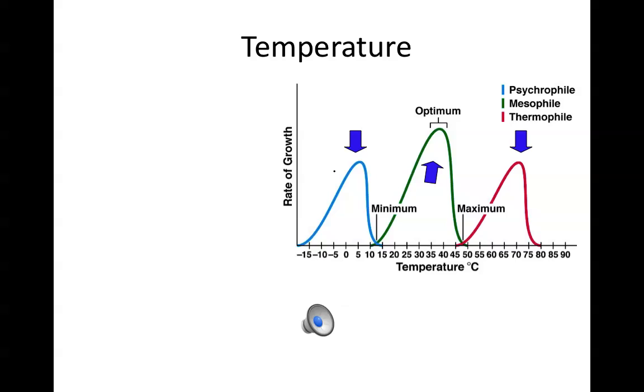Now notice that the temperature range on the graph doesn't exactly match sometimes the temperature range in the text, or it'll vary from textbook to textbook. But needless to say, in general, psychrophiles like cold, mesophiles grow at temperatures that are typically human body temperature, and the thermophile and the hyperthermophile grow at very high temperatures.